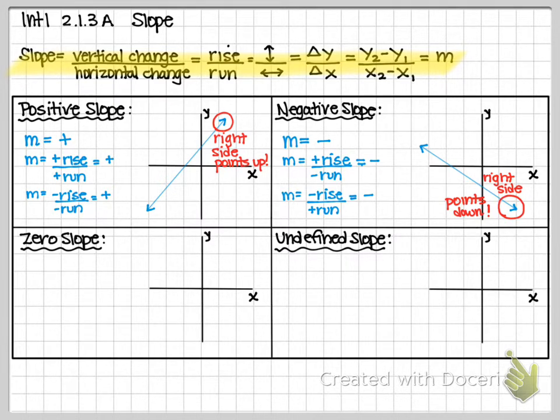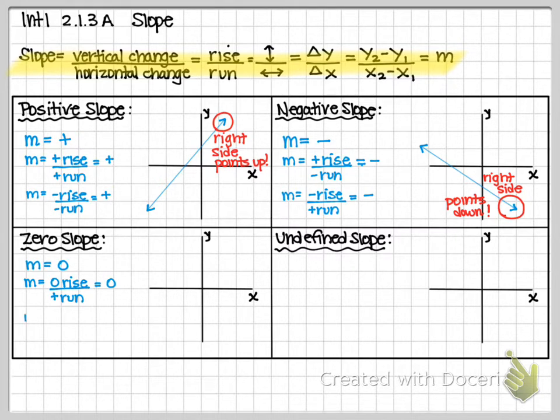Now, zero slope and undefined slope, they're a little different. So we're going to do the zero slope first. If you have a slope that is 0, that means we need to have 0 in the fraction somewhere. Let's think about our knowledge here. We know that if there's a 0 in the top of a fraction, we're going to get 0. So we've got 0 rise, could have a positive run, but 0 divided by a positive number is just going to be 0.